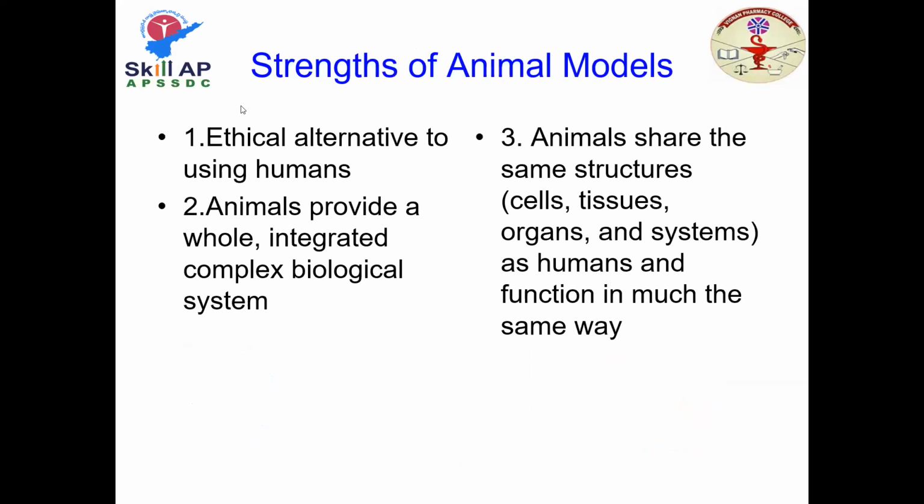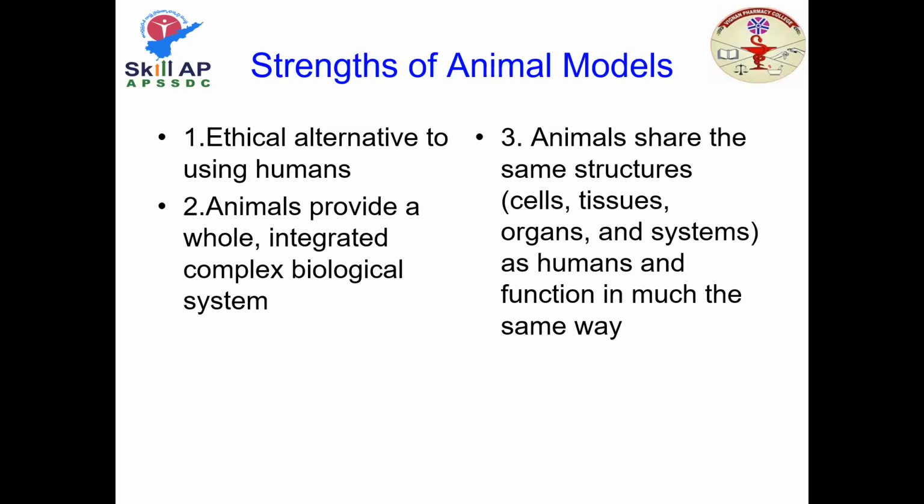Now, the strengths of animal models. To work on humans, there are n number of ethical procedures before performing clinical trials. Many times we hear that so-and-so company conducted a clinical trial but did not take care of the health of the general public. Such ethical issues will be there. For animals, to get approval to perform experiments, we must also have ethical approval, but it is less stringent. It is an ethical alternative to using humans.